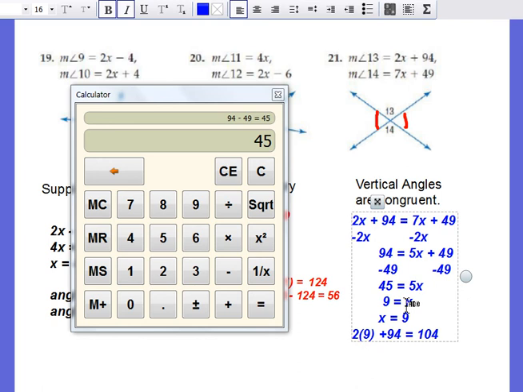Make it 9. So again, so 2 times 9. Let's do that. Yeah, that's good. So it's 18 plus 94. You get 112. Okay, we're good. Alright, that works. Alright, so then if we were to test it, we should get 7 times 9 plus 49. You get 112 again. So yeah, so we're good. So both angles, the actual measures are 112 each, so that works.